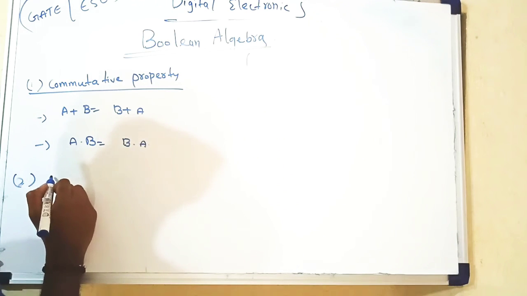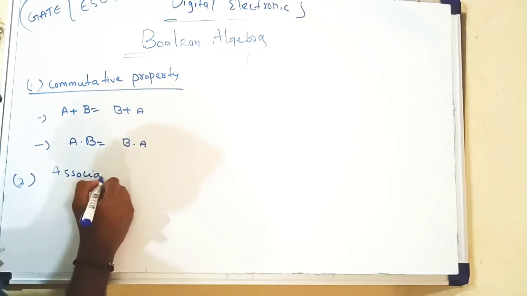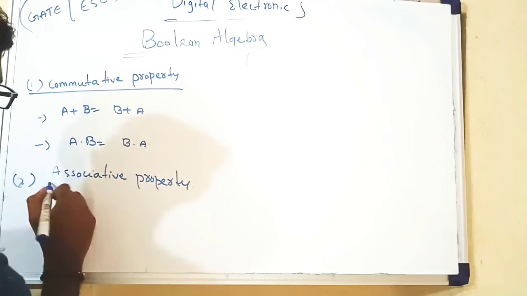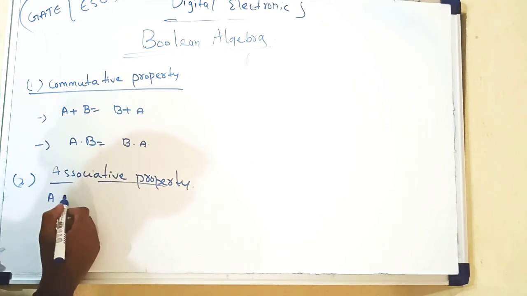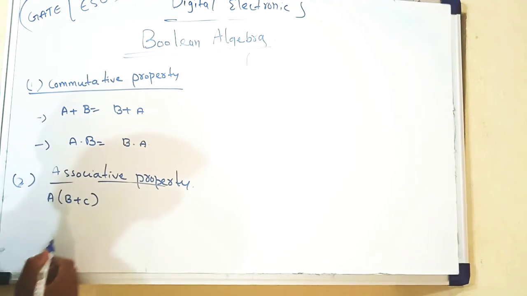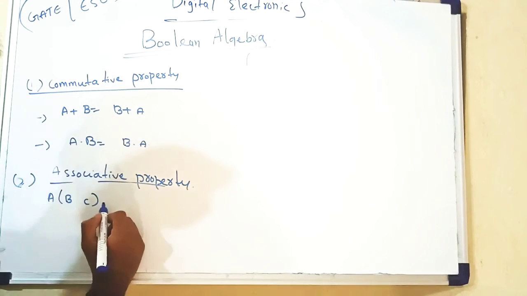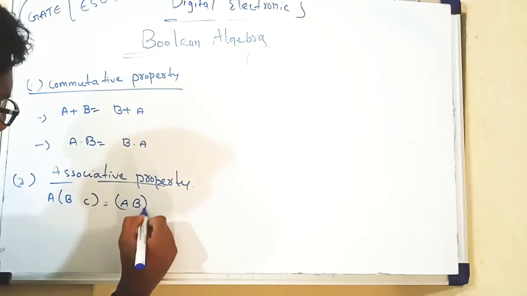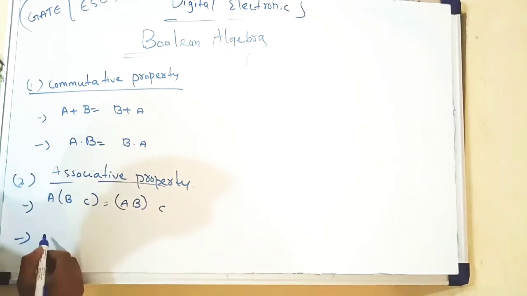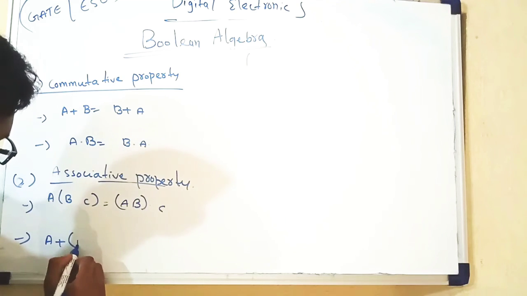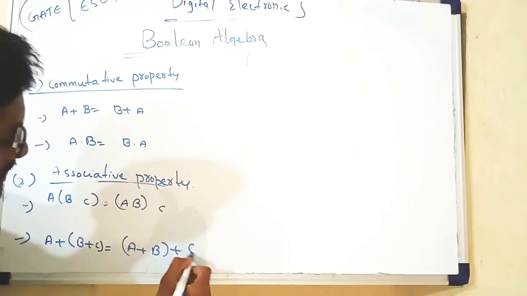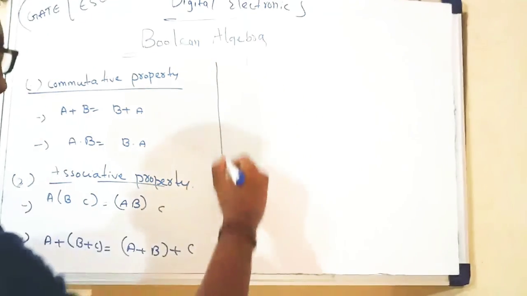Next one is the associative property. Here a into bc equal to ab into c. This is for multiplication, and this is for sum: a plus b plus c equal to a plus b plus c. This is the associative property.